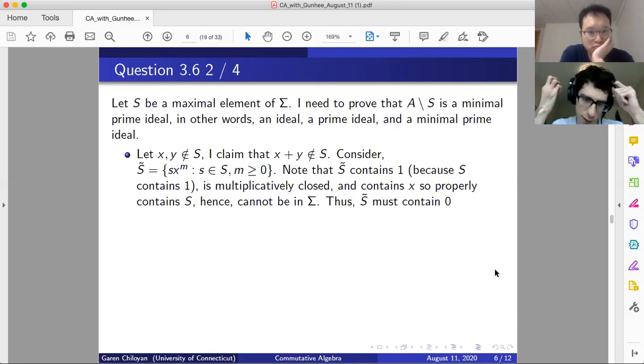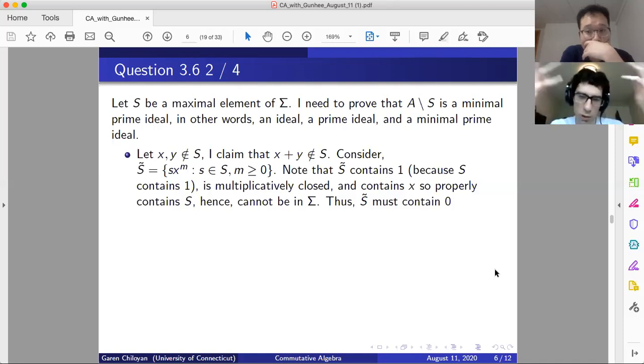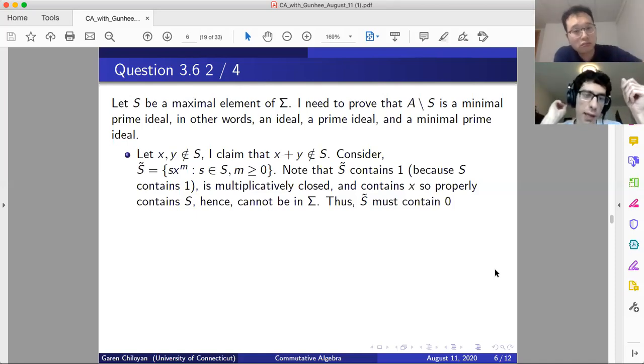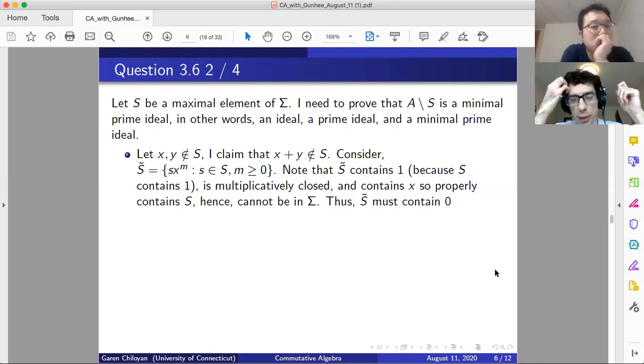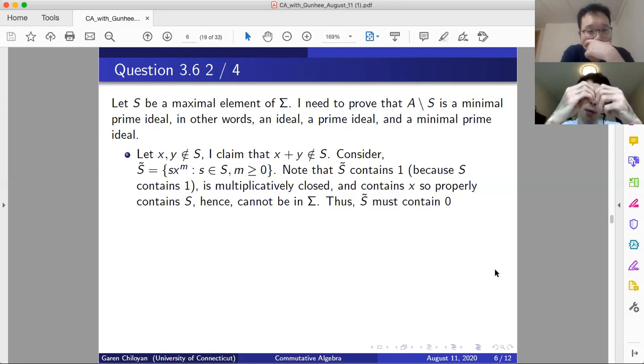So S tilde contains 1. Sorry, I had to prove before that multiplicatively closed subsets contain 1. So S tilde clearly contains 1 because S contains 1. S tilde is clearly multiplicatively closed because the ring is commutative. You can just shift things around. And also, S tilde contains x, but S does not contain x. That means that S tilde properly contains S. If S is a maximal element of sigma, that means S tilde cannot be an element of sigma.